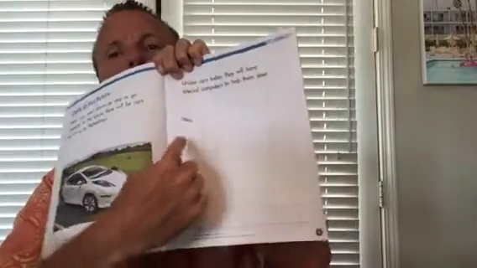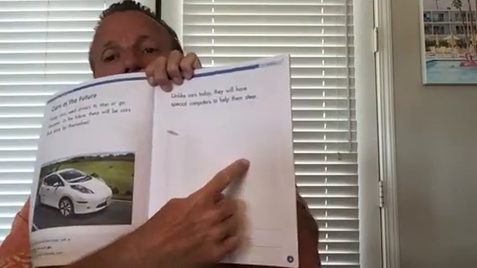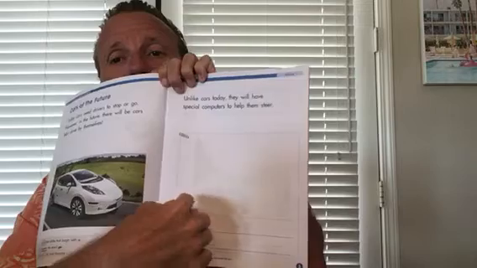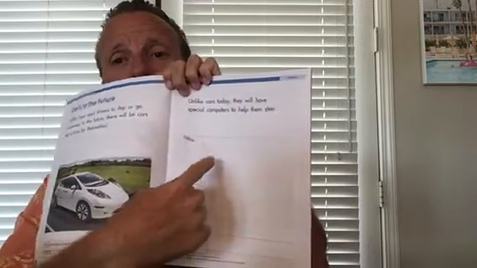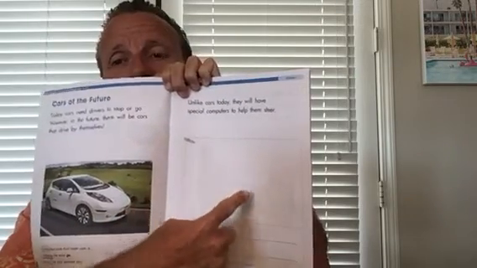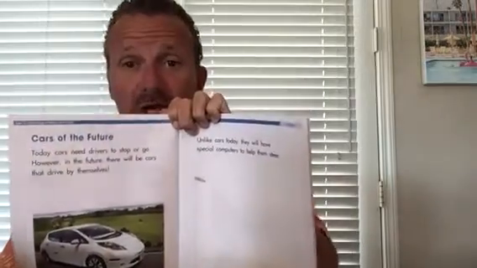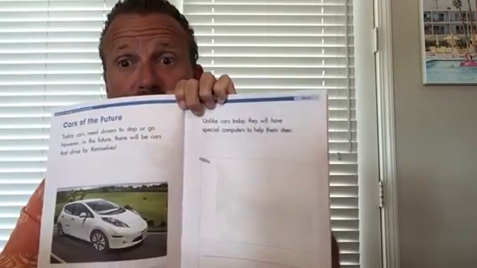Now, I would like you to underline the word go. Underline the word go. Do you see the word go? How do you spell go? That's right, G-O. Okay, now you're going to draw a picture of a computer car here. Draw a picture of a computer car here with no driver, a car with no driver in the future.